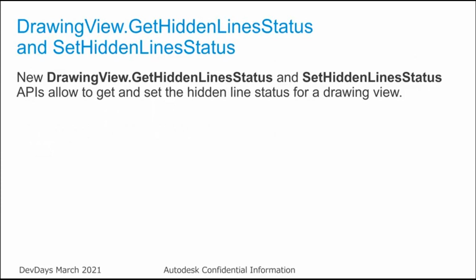In drawing view, to get the hidden line status, two APIs are added, GetHiddenLineStatus and SetHiddenLineStatus, which allow us to get and set the status of the hidden lines in the drawing view.